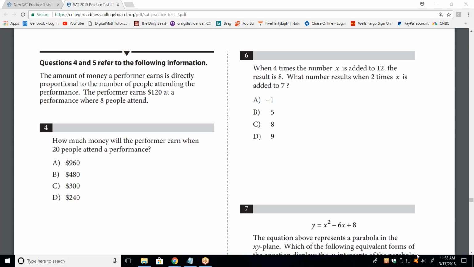Give me an equation that states sentence 1 on number 6. Okay. So 4x plus 12 equals 8.